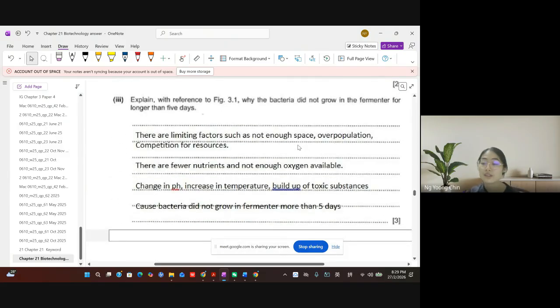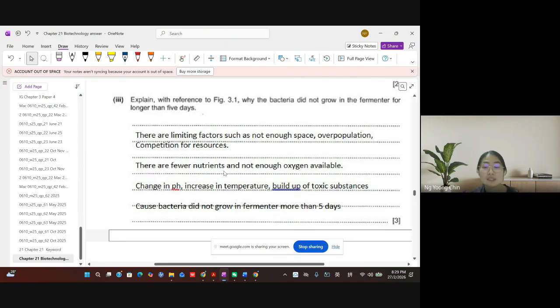And then why did the bacteria not grow in the fermenter for longer than 5 days? Well, it's too long already. You cannot allow your bacteria to grow more than 5 days. Okay, so it's because if you grow more than 5 days, there will be some factors not being observed, such as is there enough space? Is there any population or competition happening?